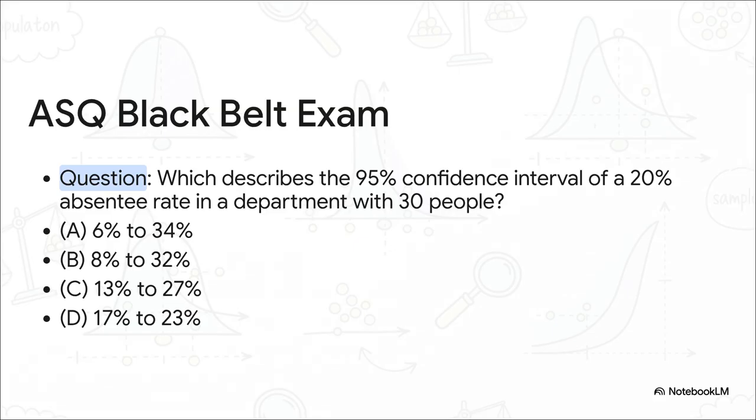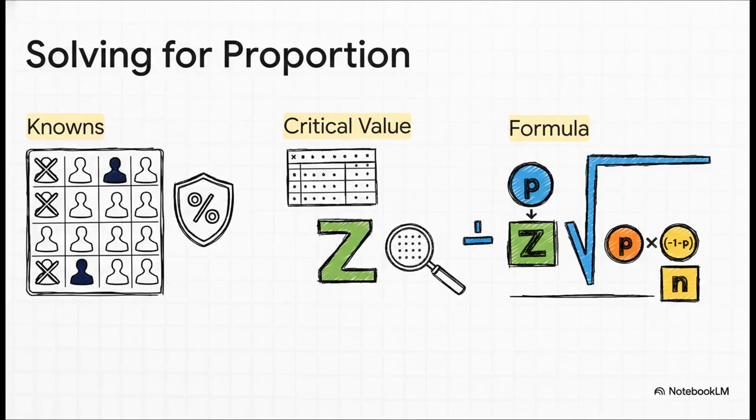Now, this is a little different. We're not dealing with an average, we're dealing with a proportion, a percentage. That means we need a slightly different formula from our toolkit. So take a look at the options. How would you even start to solve this? All right, let's break it down like a consultant.